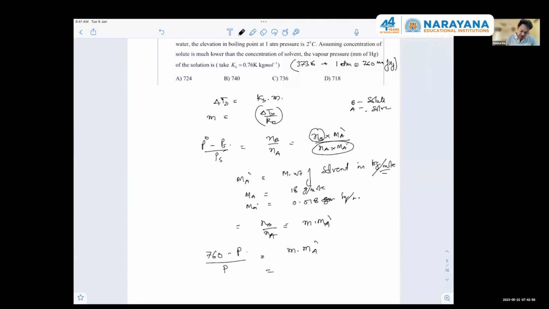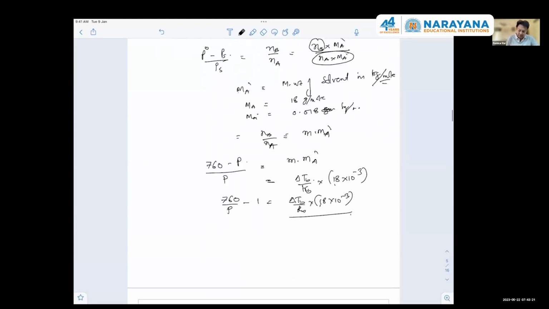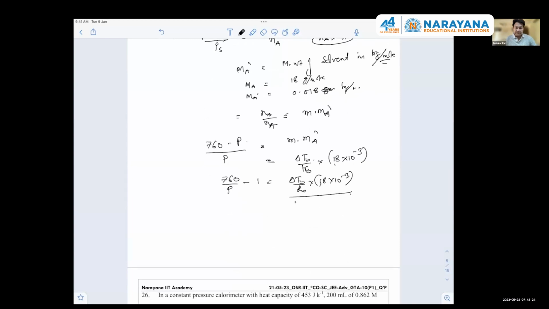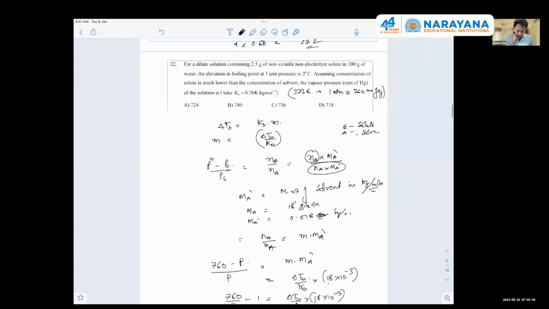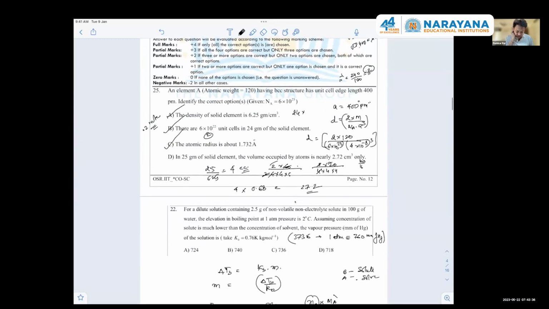And we will put instead of this small m what? Delta TB upon Kb into 18 into 10 to the power minus 3 and calculate this expression. So that becomes 760 by P minus 1 is equal to delta TB upon Kb into 18 into 10 to the power minus 3. I will always prefer this method. More exact than getting the answer. So see to it that you are getting the answer or not. What method solution is given, I don't know, but I will try to solve the problem. Always try to solve this way.